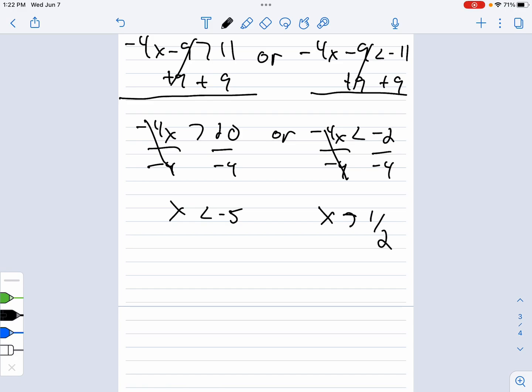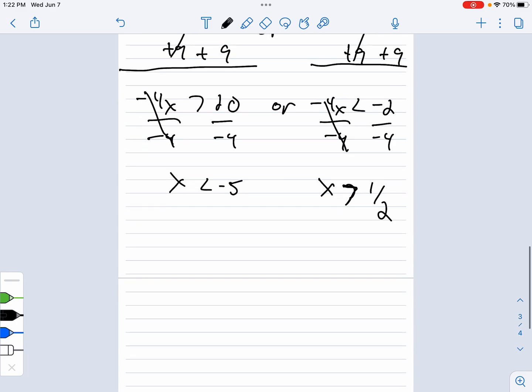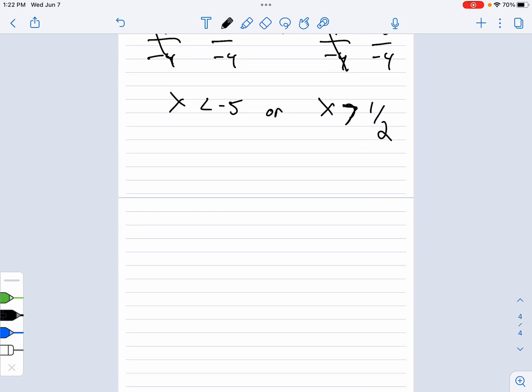All right, and that's really important. Let me go back to a step where I divided by negative 4. Whenever you divide by a negative, you switch the inequality sign, okay? Always. So if you have a greater than inequality and you divide by a negative, then it turns into a less than, and vice versa. If you have a less than and you divide by a negative, it turns into a greater than. And these would be your two answers: x is less than negative 5 or x is greater than 1/2.